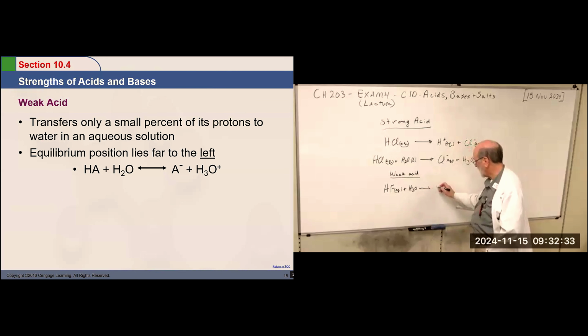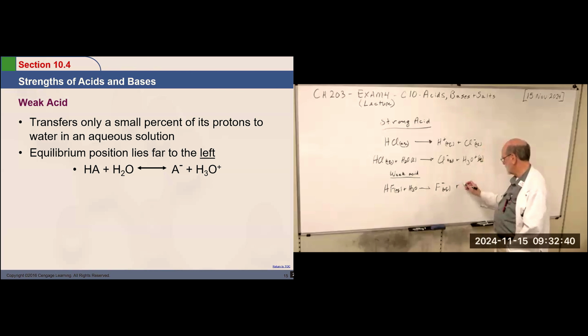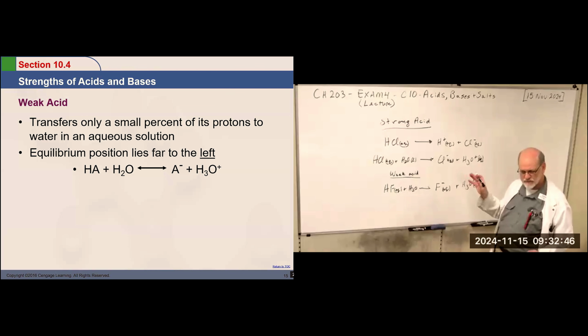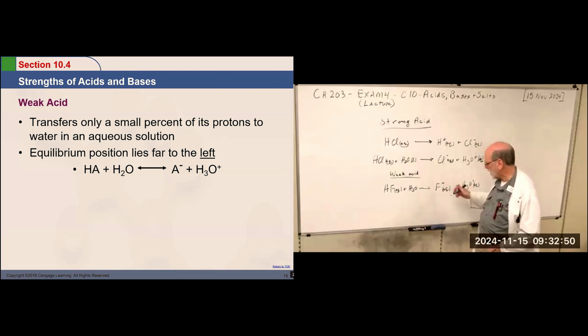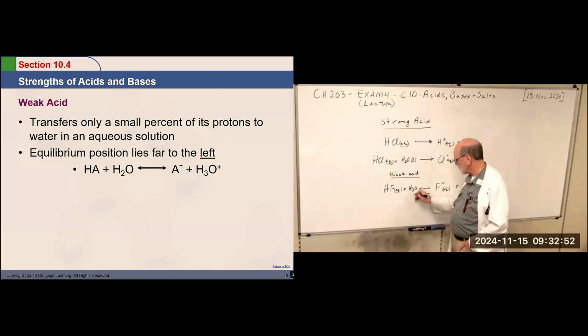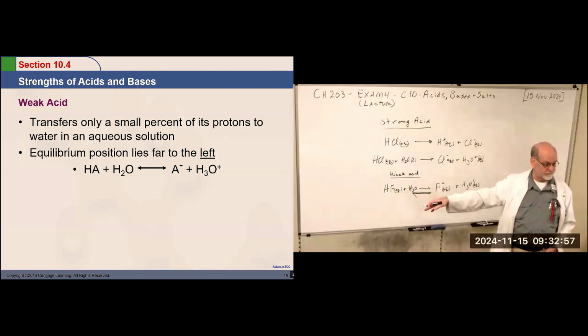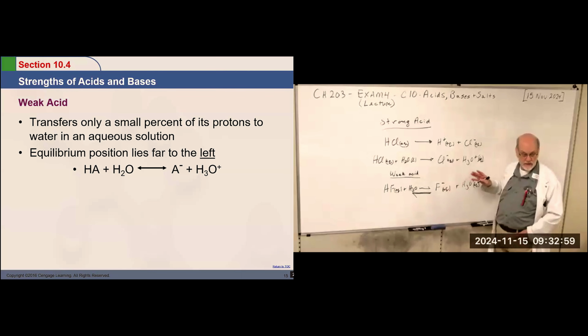yields fluoride ion plus hydronium ion. Now, the way we write this to symbolize a weak acid is it goes this way part of the way, but most of it goes like that, stays over there. You only get part of it over here.